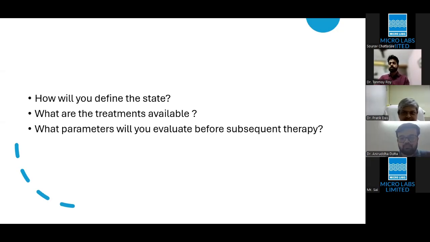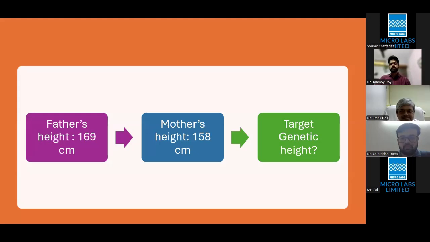Okay, so go to the next slide. Is it important? Why is it important? Sir, because the height achieved in case of boys is 5 centimeters more than the average height of the mother and father. In case of girls, it is less. Parental height is given.